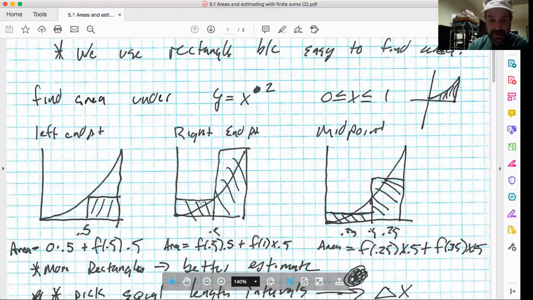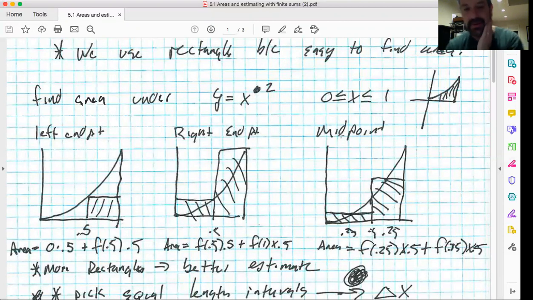Really, we could take the heights at any point in here to get some good estimates, but classically we do a left endpoint or right endpoint. So a left endpoint would be an underestimate for some things, an overestimate for others, depending on whether it's an increasing or decreasing function. Right endpoint similarly. Midpoint is going to give us a better approximation for this right here.